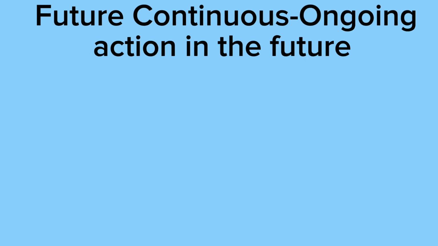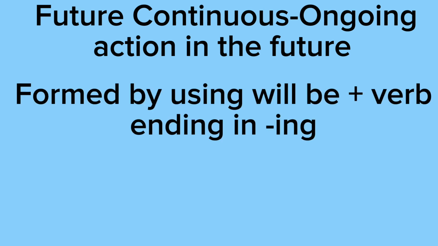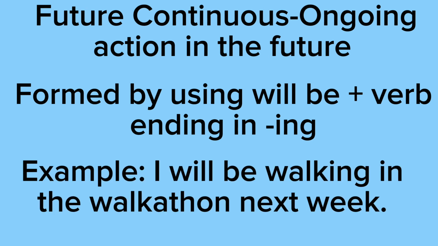Next, we have future continuous, which is also pretty simple to understand. This means the action is ongoing in the future. This is formed by using will be plus the verb ending in ing. So our example says, I will be walking in the walkathon next week.